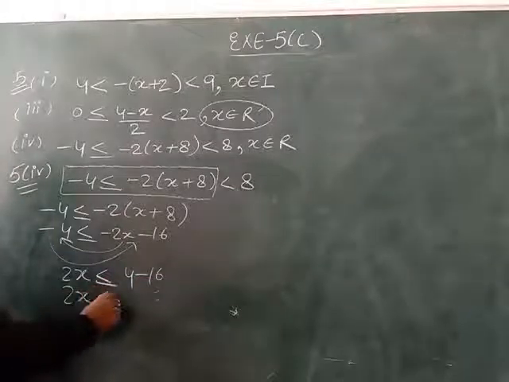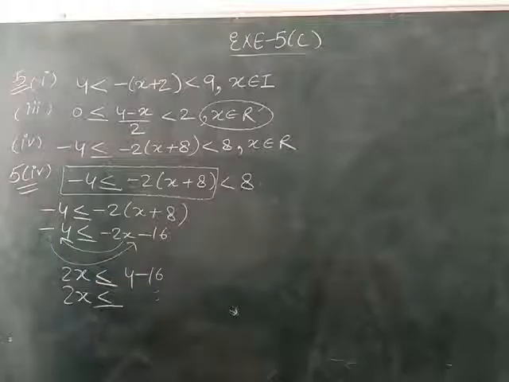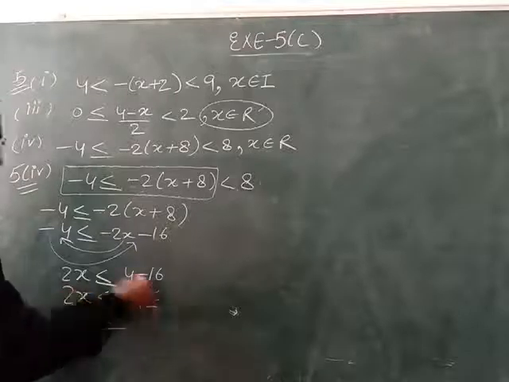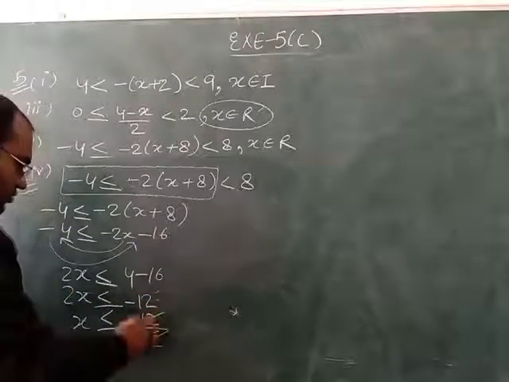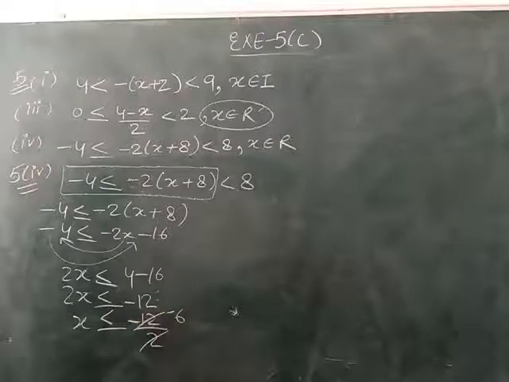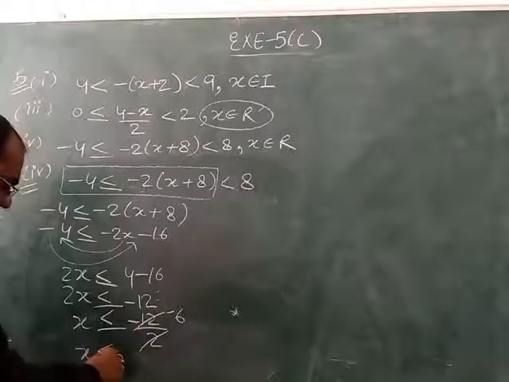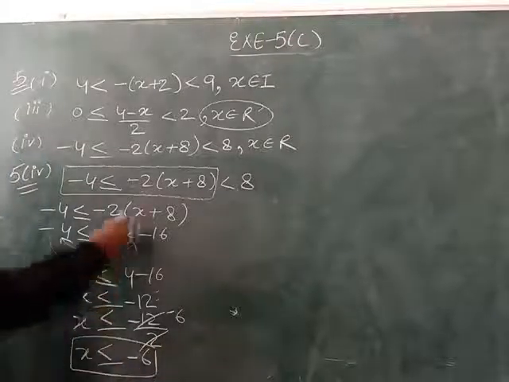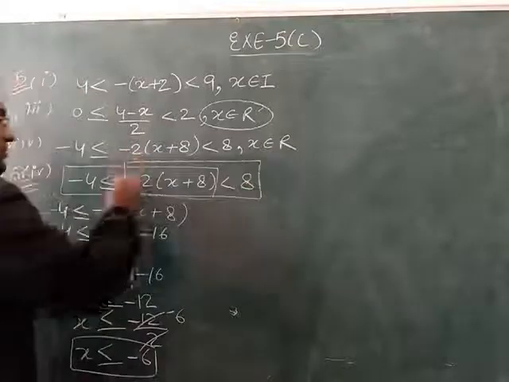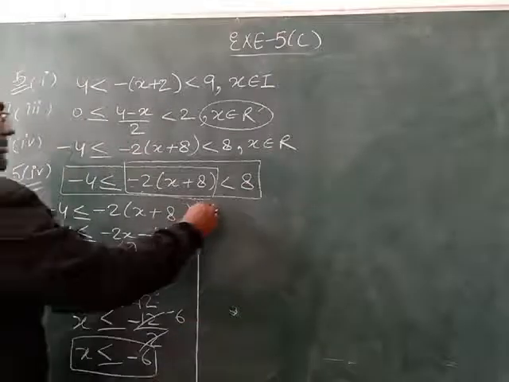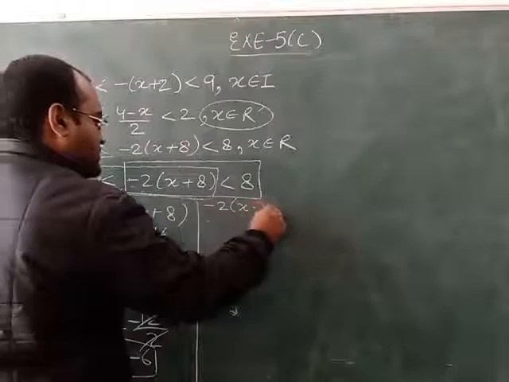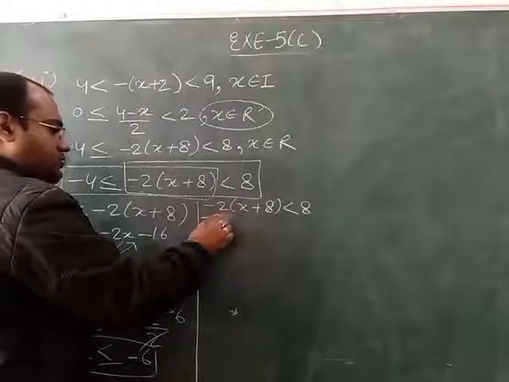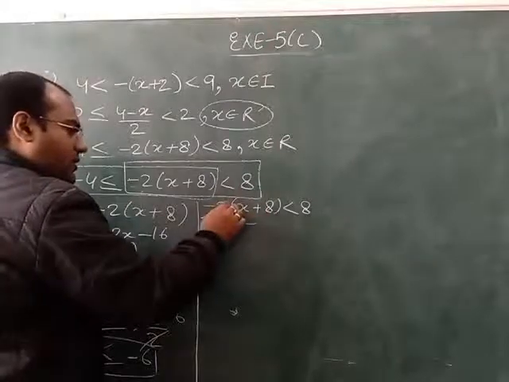So 2x less than equal to, when we will solve it, we will get minus 12. So x less than equal to, this 2 will come and divide, so minus 12 divide 2, 2 6 are, so minus 6 we are getting. So x is less than equal to minus 6. Now we will solve next part, this much. Minus 2 x plus 8 less than 8. We will open the bracket. Minus 2x plus minus 2 8 is 16.